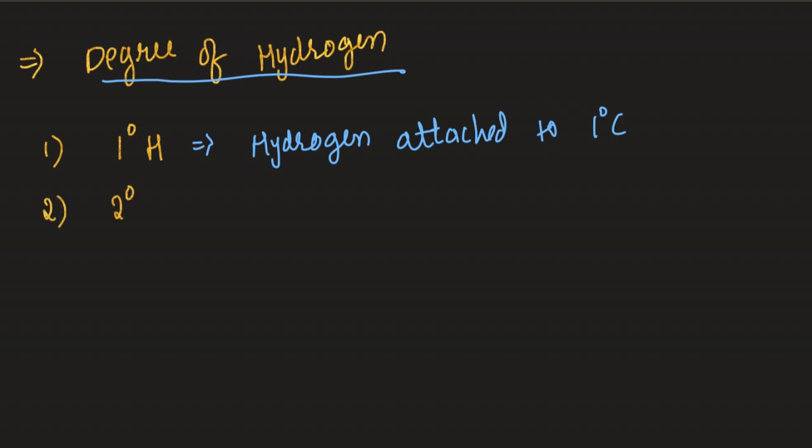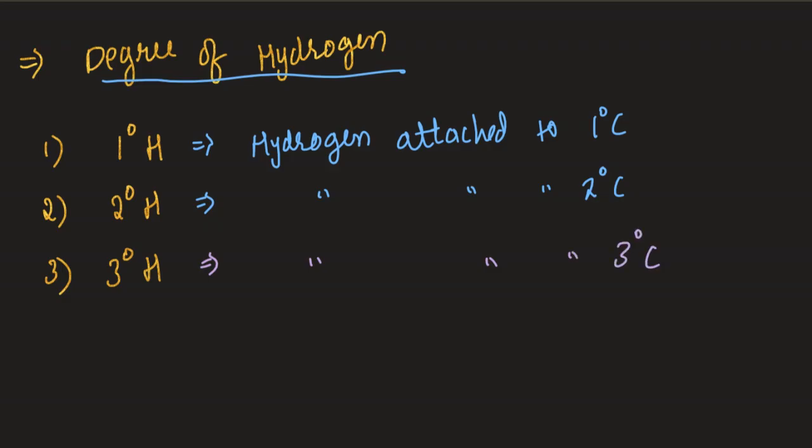Next, what is the meaning of secondary hydrogen? Secondary hydrogen says that all those hydrogens which are attached to secondary carbon. Now, what is the meaning of secondary carbon? Selected carbon should be surrounded by 2 carbons. Okay. Next, third one is tertiary hydrogen. What is the meaning of tertiary hydrogen? Hydrogen attached to tertiary carbon.